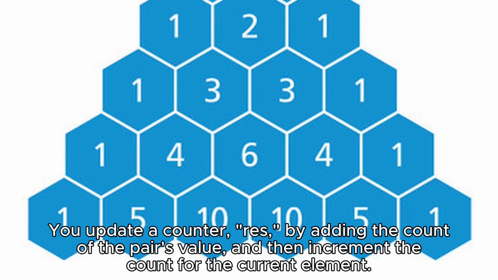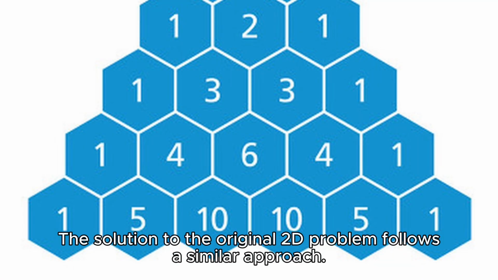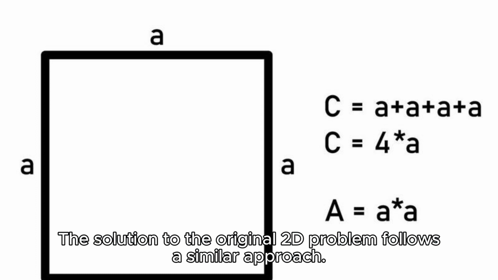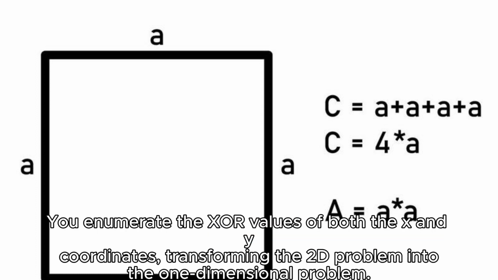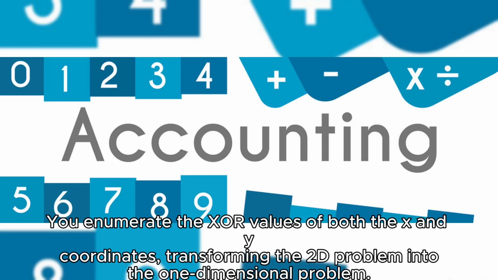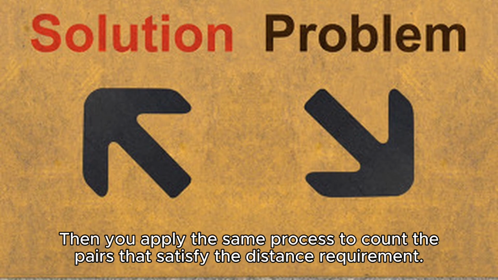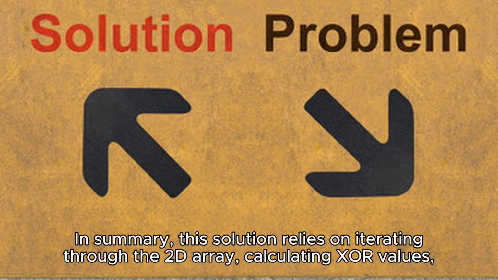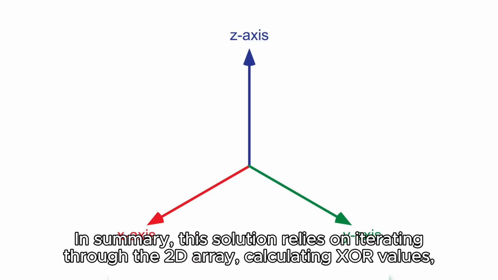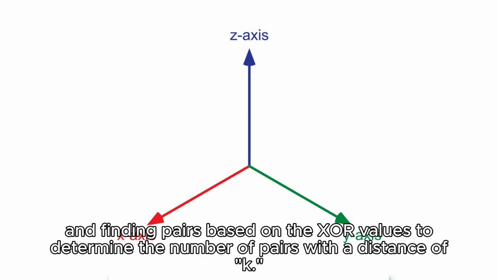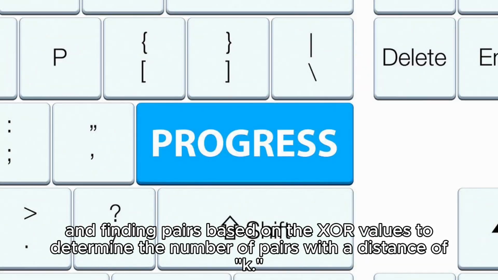The solution to the original 2D problem follows a similar approach. You enumerate the XOR values of both the x and y coordinates, transforming the 2D problem into the one-dimensional problem. Then you apply the same process to count the pairs that satisfy the distance requirement. In summary, this solution relies on iterating through the 2D array, calculating XOR values, and finding pairs based on the XOR values to determine the number of pairs with a distance of k.